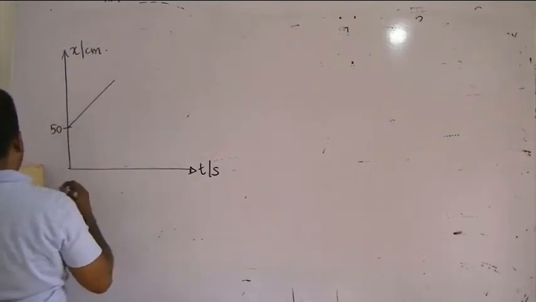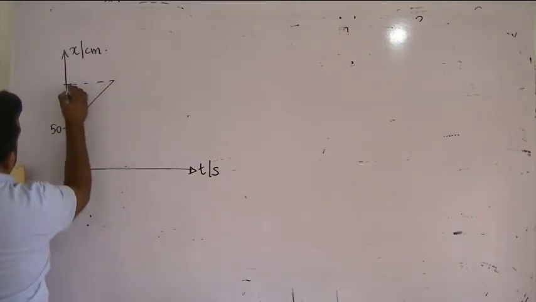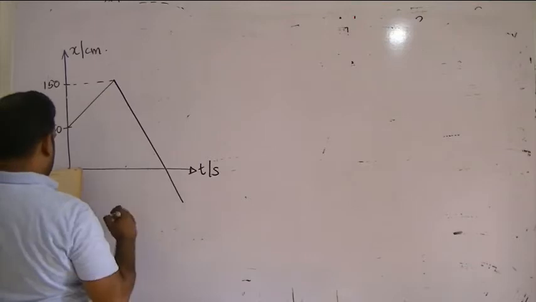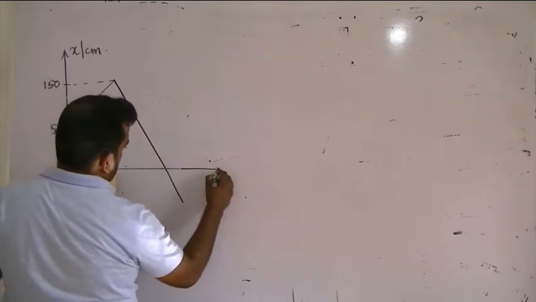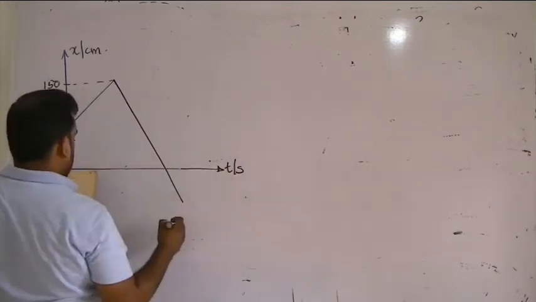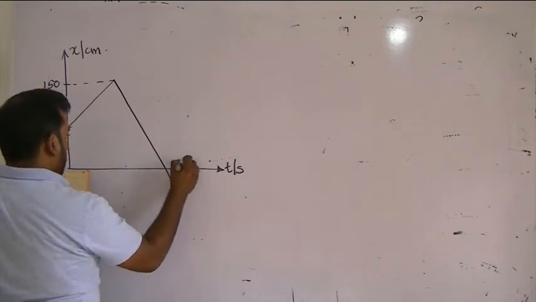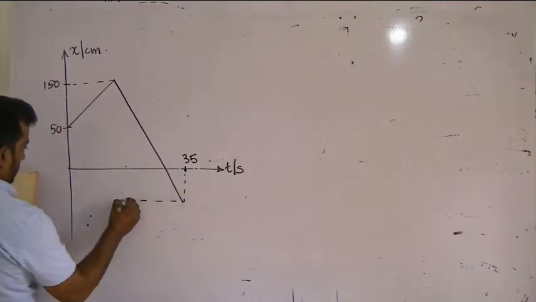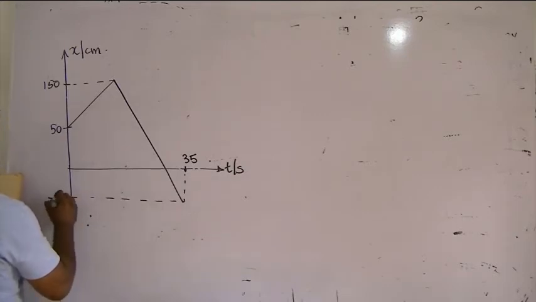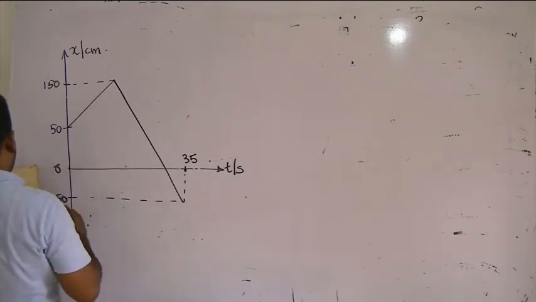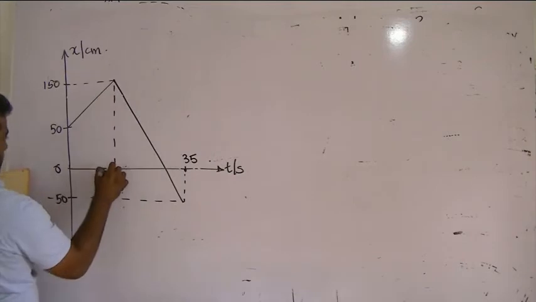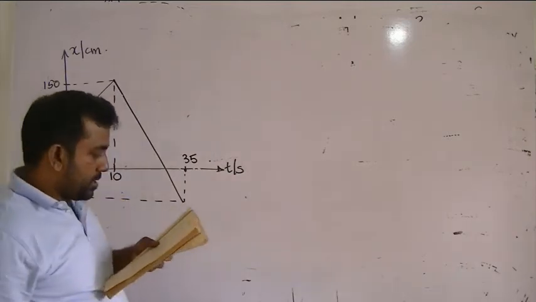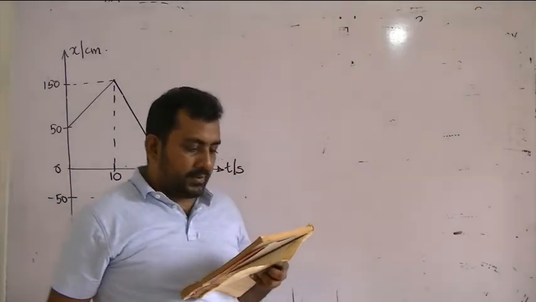50 here, 150 there, 35 there, minus 50 there, 10 seconds there. Find the initial and final velocities.